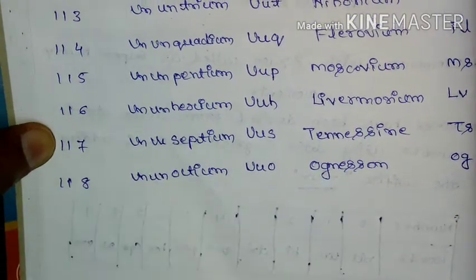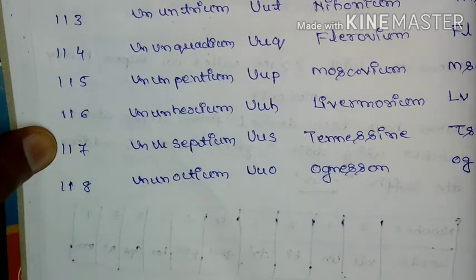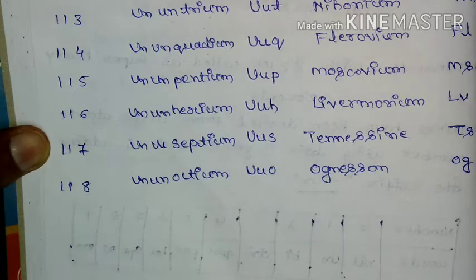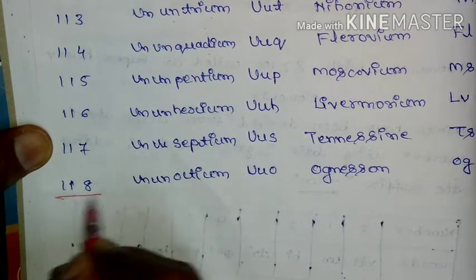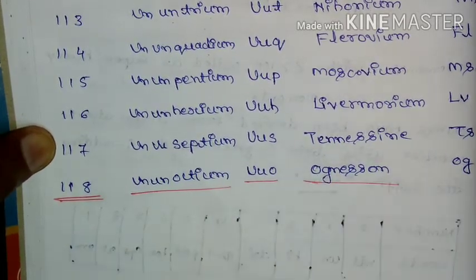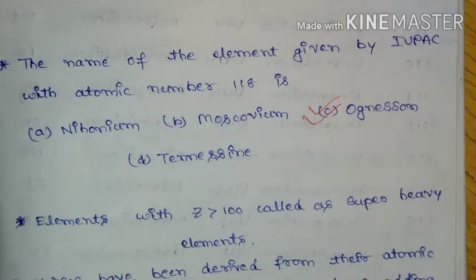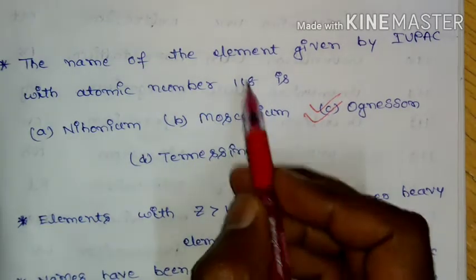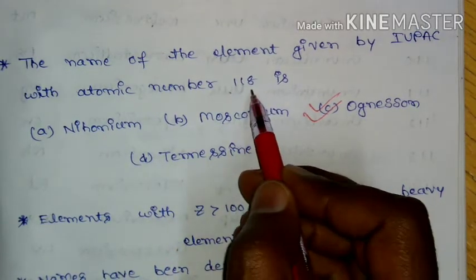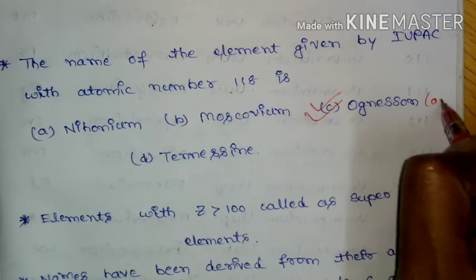So these are the 18 super heavy elements and their names: IUPAC name followed by official name along with their symbols. Here they asked for atomic number 118, that is un, un, octium, Uuo, Oganesson, symbol is Og. So option C is correct, that is the 118th element is Oganesson, symbol Og.